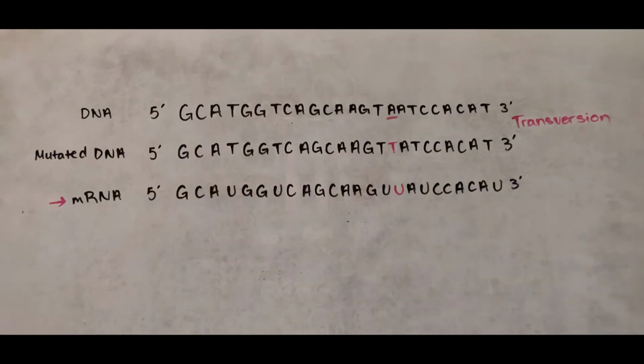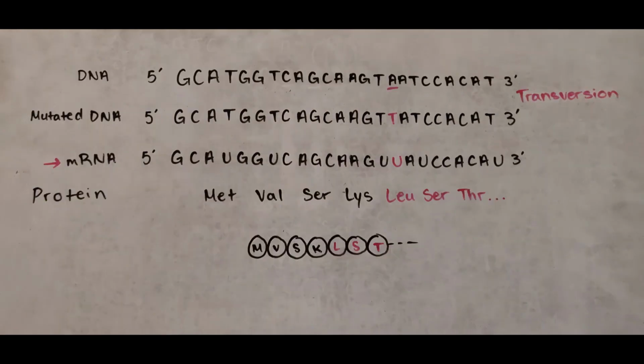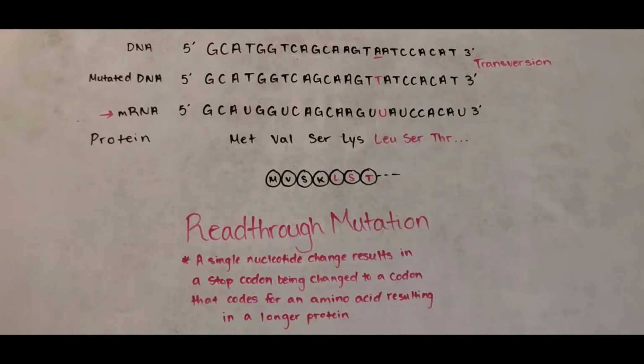The last point mutation we are going to discuss is a read-through mutation. This mutation results when a stop codon is changed to a codon that codes for an amino acid. This would happen in our example if a transversion occurred in which the A was replaced by a T. This would result in this mRNA strand and a protein that looks like this. The stop codon UAA is changed to UUA, which codes for leucine. This protein would continue to grow until another stop codon is reached.